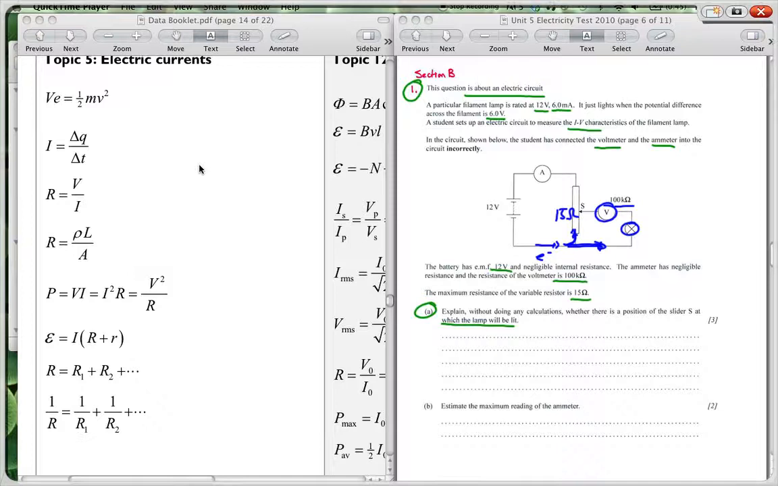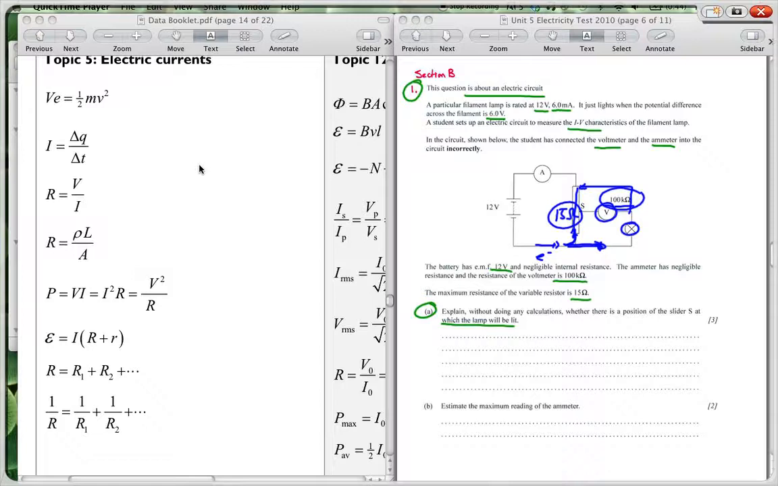If you slide it right the way across, so that it has to go fully through that resistor, even though it's a full 15 ohms, because this 100 kilo ohms is so great, you're going to get just about zero current through.